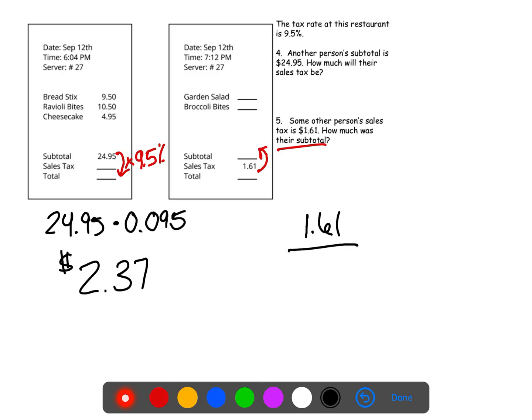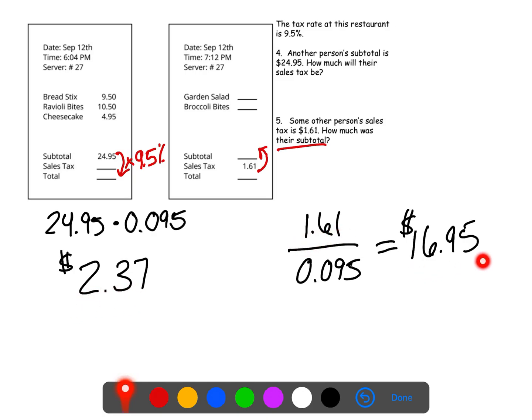percentage. I don't want to put in 9.5 though. I want 0.095. And when we divide that out, what you get is $16.95. That would have been their subtotal. And that makes sense that they paid less in sales tax than the previous person. So their bill should cost less than the previous person. So do a couple of those checks to make sure your answer is reasonable.